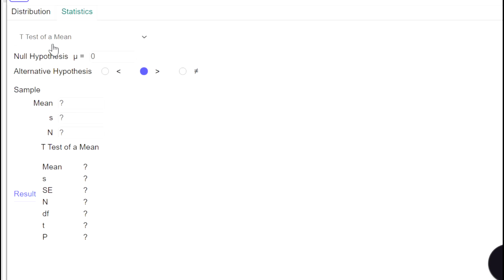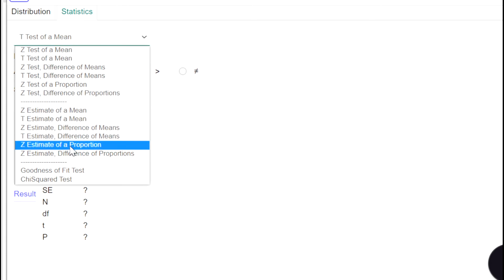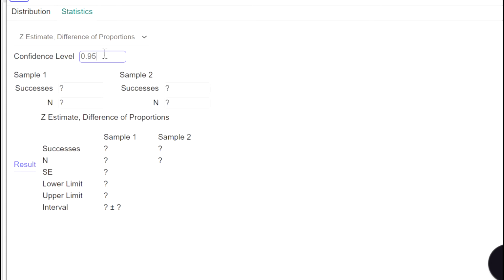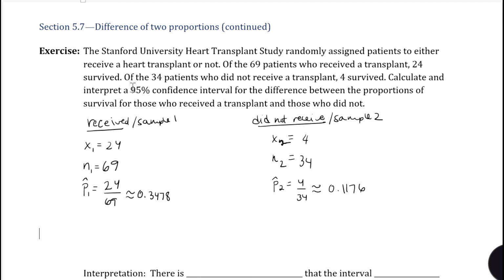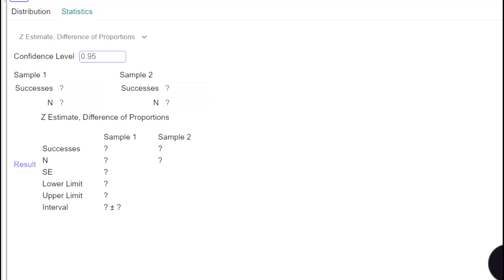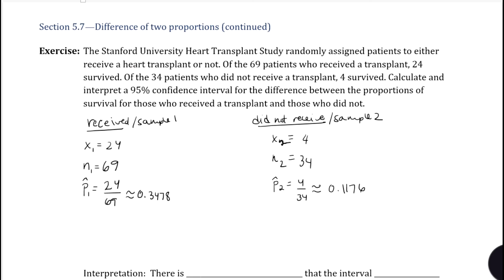Okay, so we want to go to our GeoGebra. In GeoGebra, we want to make sure that we come here to z-estimate difference of proportions. We want to make sure that your confidence level is indicated like it was in our problem. In our problem, we had it at 95%. And so therefore, we're going to have 95% on our confidence level. Sample 1 are successes. These are the successes, those who survived. That's what our success is in this situation. And this is my N.